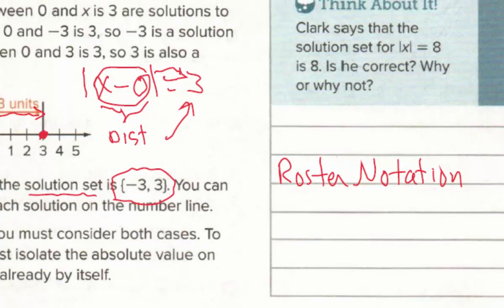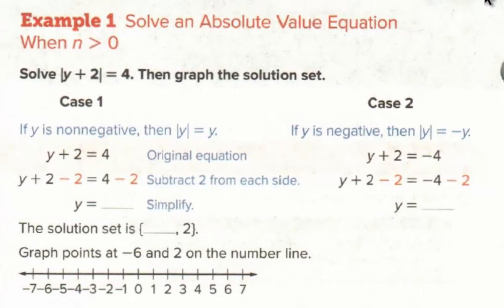Now, a lot of these instructions at the beginning describing what absolute values are is a little confusing. So it's best to kind of jump into examples. So here we have example 1. Solve an absolute value equation where n is greater than 0. We'll kind of ignore that for the moment. What we want to focus on is this equation here. And I'm going to write that again.